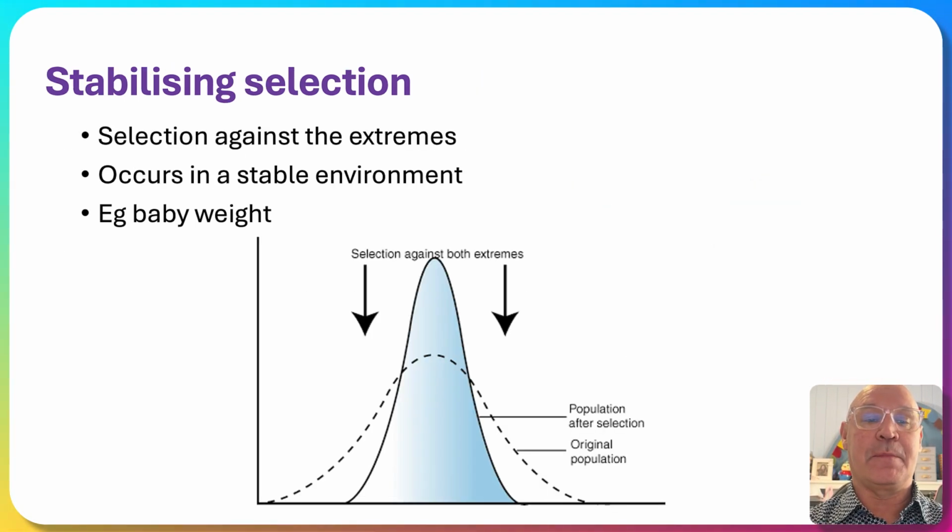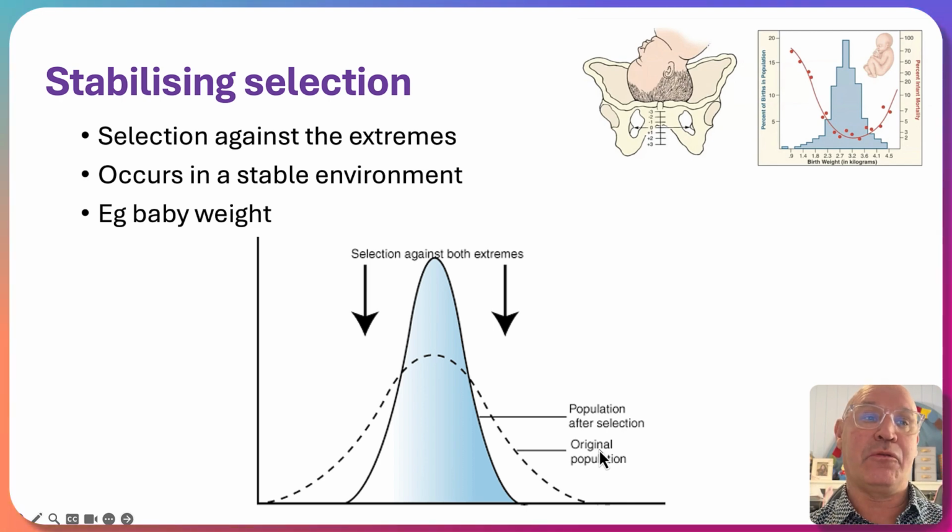Firstly, stabilising. So a stabilising selection is where we have selection against the extremes. So we end up having more of the population in that middle area and a reduction in the extremes. A great example of this is birth weight for human birth weight. So if a baby is too small, then its chances of survival decrease because it's just too small to survive. If it's too big, it's very, very difficult to get through the birth canal without damage.